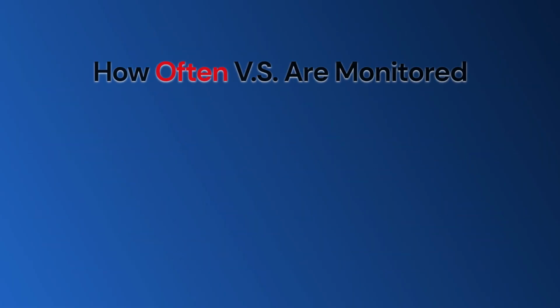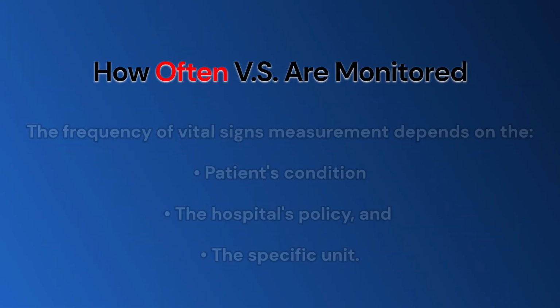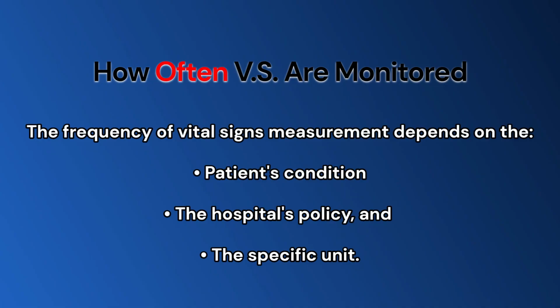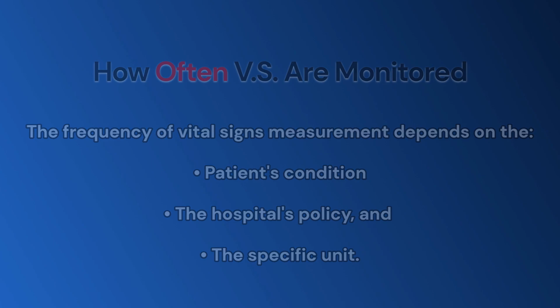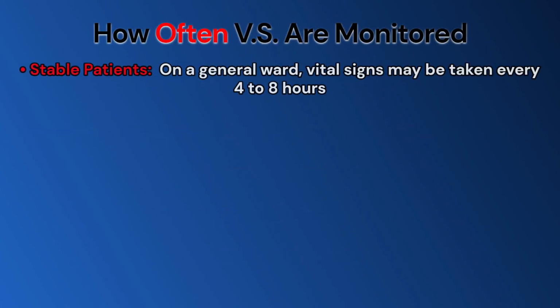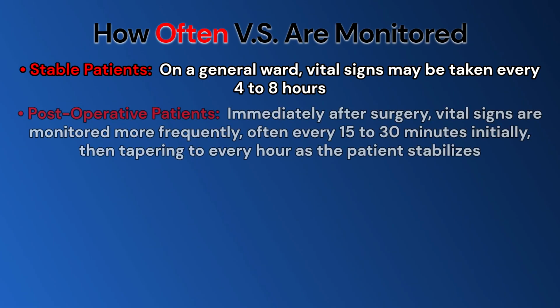How often are vital signs monitored? The frequency of vital signs measurement depends on the patient's condition, the hospital's policy, and the specific unit. Stable patients. On a general ward, vital signs may be taken every 4 to 8 hours. Post-operative patients. Immediately after surgery, vital signs are monitored more frequently, often every 15 to 30 minutes initially, then tapering to every hour as the patient stabilizes.